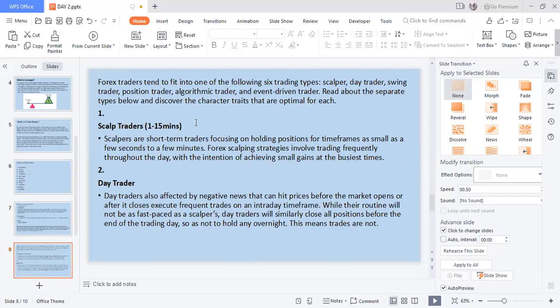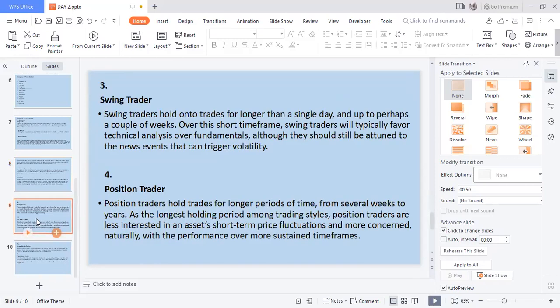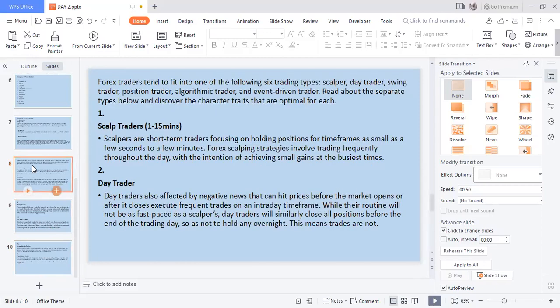Now we have 6 types of traders: scalp trader, day trader, then you also have swing trader, position trader, algorithmic trader, and event-driven traders. All these traders have their specific functions. Like the scalp trader and the day trader, they like to trade for very short periods, and they don't like their trade to go over to the next day.